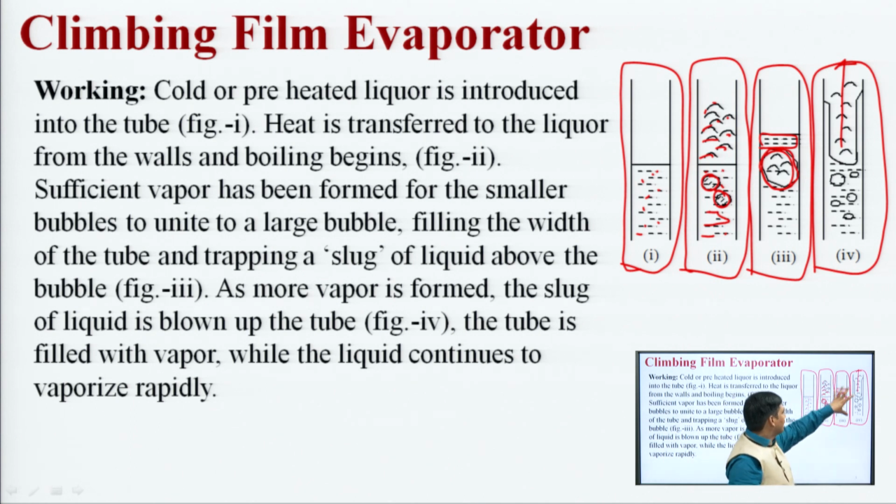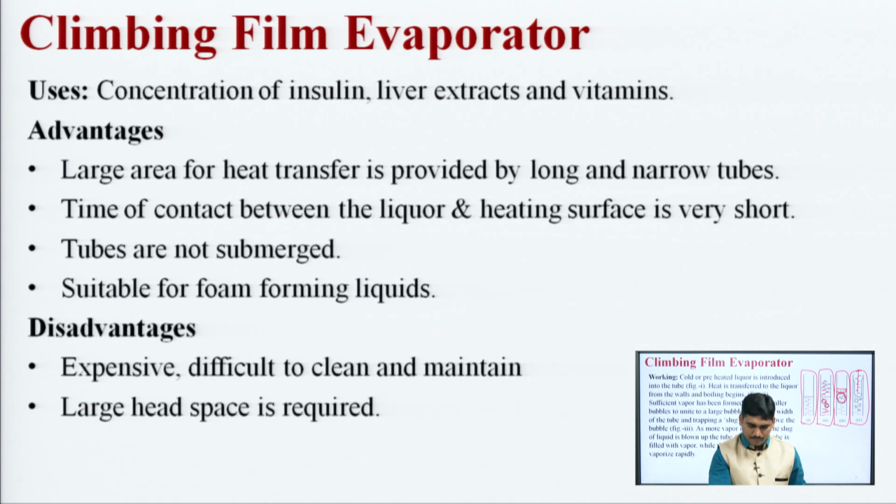So, as soon as all the liquid gets vaporized, it is transferred to the separator. In that separator, the vapor gets separated and the concentrated product, both the things are separated from each other. Concentrated product is collected from the bottom of the separator, and on the top of the separator there is a vent from where the vapors escape. So, in this way this film evaporator works.